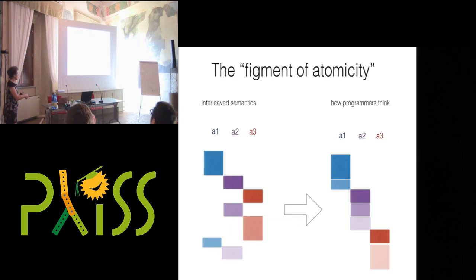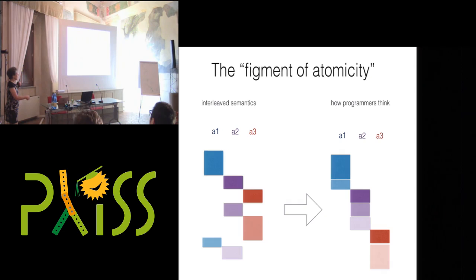When we think about the semantics of concurrent execution, we break it down into interleaved execution. We have these three actors that execute concurrently, and we think that this one executes for a little while, then this one, then this one, then this one back again, and so on and so on. This is what the model of the interleaved semantics says.